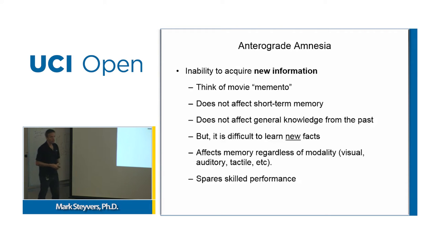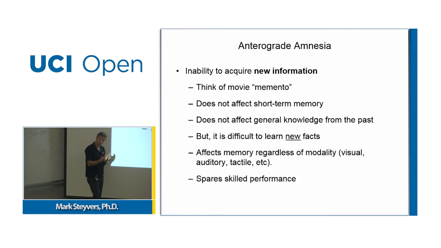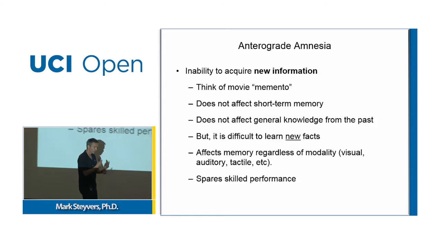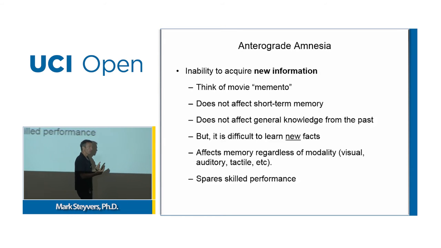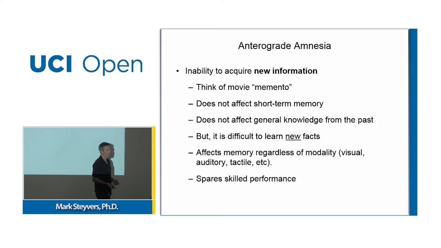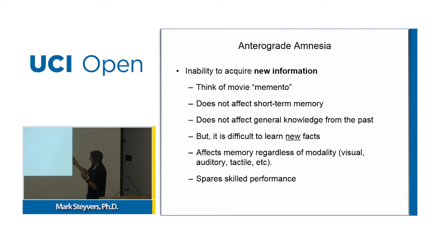Now, anterograde amnesics can hold on to information in their short-term memory, so they can rehearse phone numbers. But at some point, it's gone. It can't be transferred to long-term memory. It does not affect general knowledge from the past, so they can retrieve facts generally, but it's difficult to learn new facts. It doesn't seem to matter what modality is being tested. All modalities are affected.